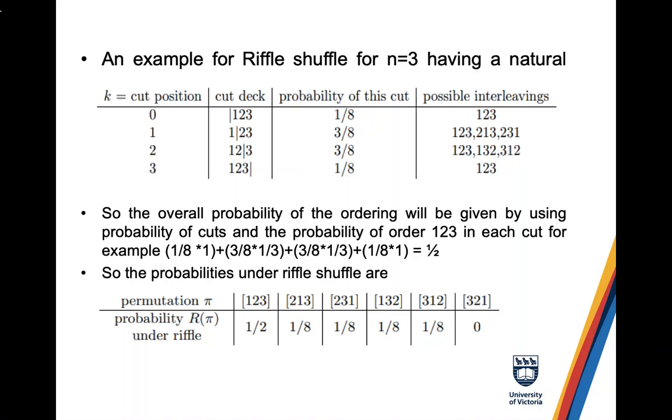For the second one, when we split it after the 1, we get 3 cases: 1, 2, 3; 2, 1, 3; and 2, 3, 1. And the probability of 1, 2, 3 in this will be 1 by 3. So the overall probability of the ordering is given by using the probability of cuts and the probability of the order 1, 2, 3 in each cut. For example, 1 by 8 into 1, then 3 by 8 into the probability of 1, 2, 3 in this case, that is 1 by 3, again 3 by 8 and probability of 1, 2, 3 is again 1 by 3, and 1 by 8 into the probability of 1, 2, 3 here, which is 1. So the probabilities under riffle shuffles are as given.